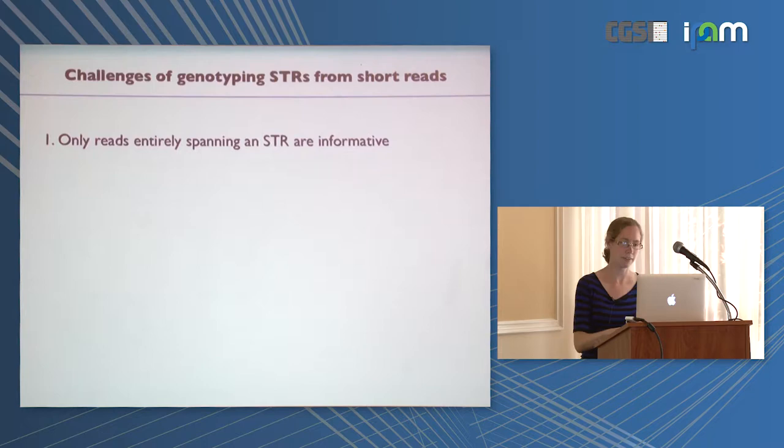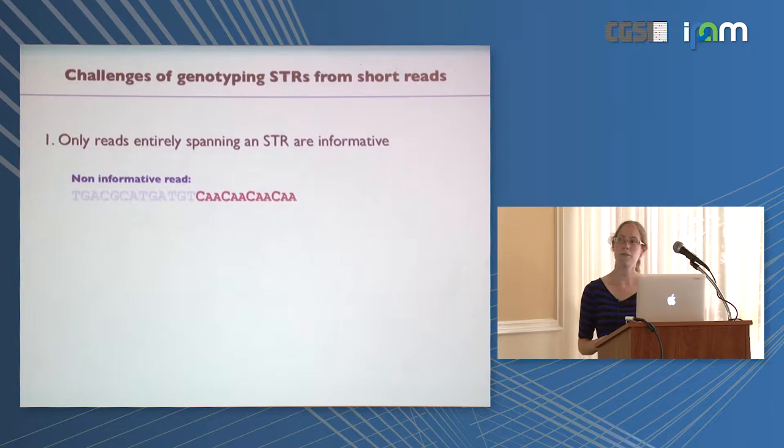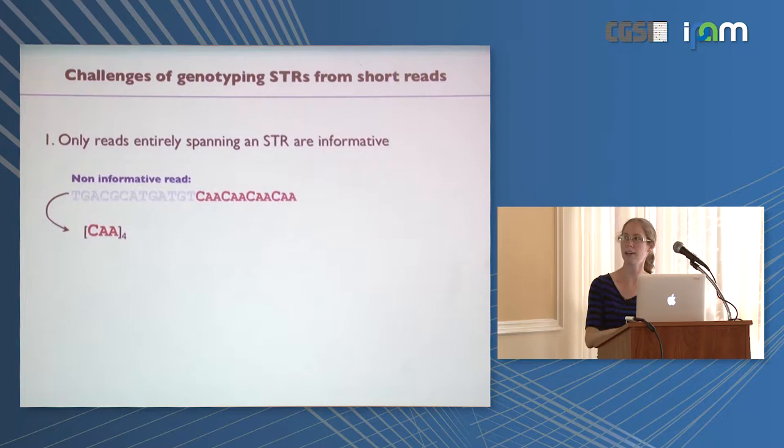So if I have a CAA repeat, like the one shown here, and I have a read that only partially expands into that repeat, well, that's consistent with 4 copies of CAA. Could also be consistent with 5 copies. I just didn't read far enough into the repeat region.